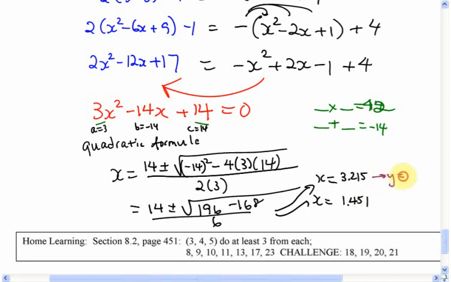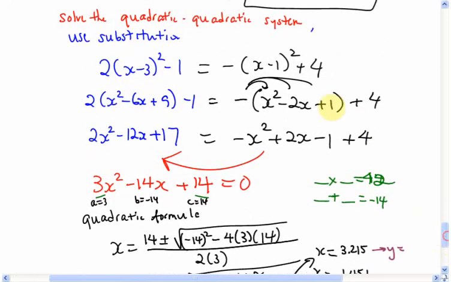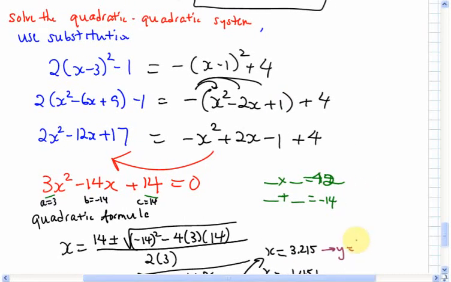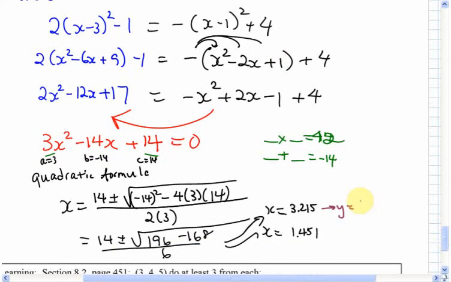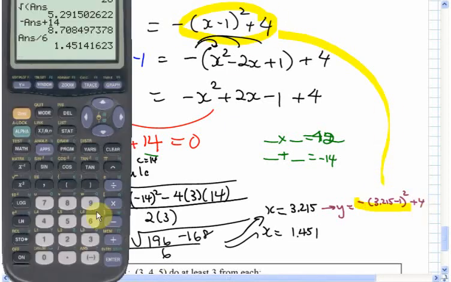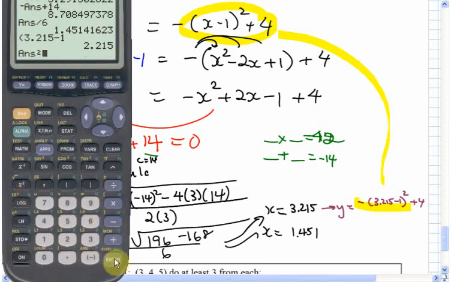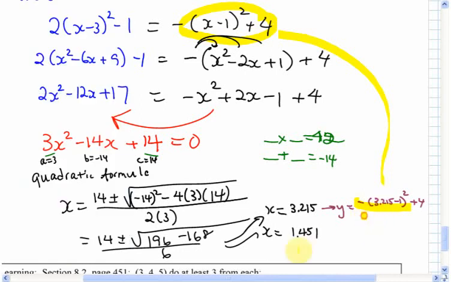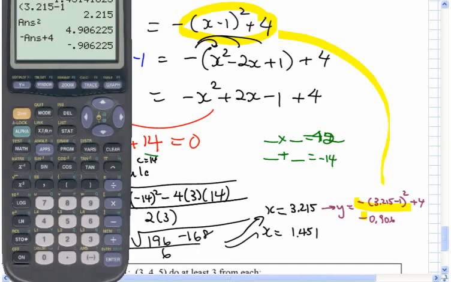You'll go ahead and solve for y. Plug it back into either the black one or the blue one, it doesn't matter. I'll put it into the black one, negative (3.215 minus 1) all squared, plus 4. So once again, you can't see what I'm doing. I'm plugging into there. That's the same thing. Let's get my calculator out. 3.215 minus 1. I'm going to square it. Put a negative in front. Add 4. Negative 0.906225.